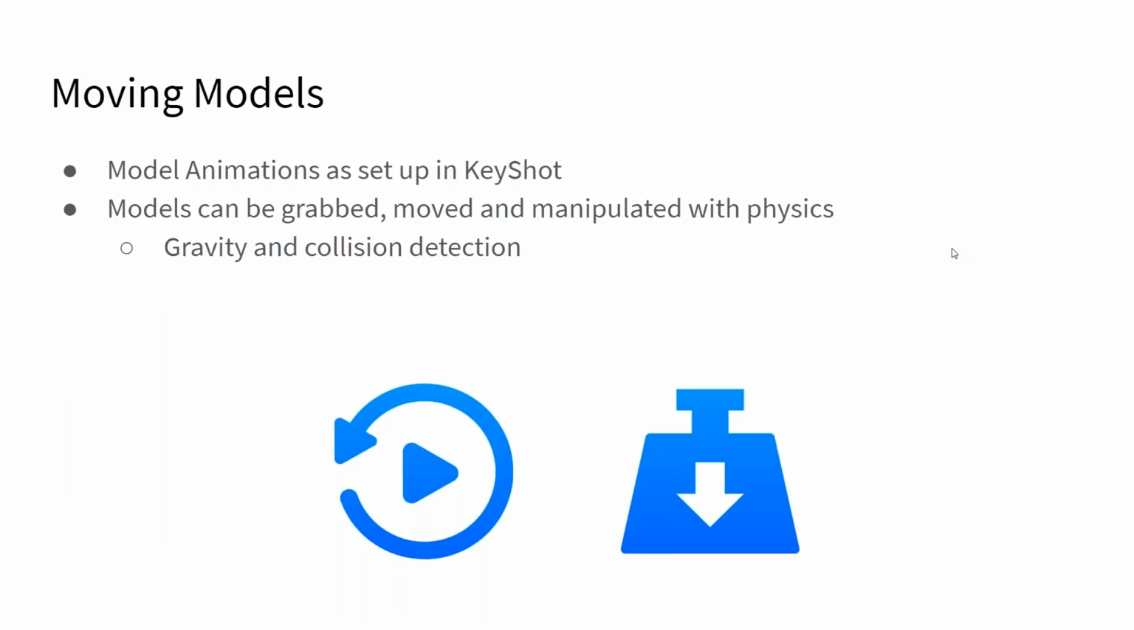So you can also move models. If you have any model animations that are already set up inside KeyShot, those can actually be played back inside KeyVR. Models that are not locked, and this I will also show later on, can be grabbed with the controller, can be moved, and can also be manipulated with physics and gravity.